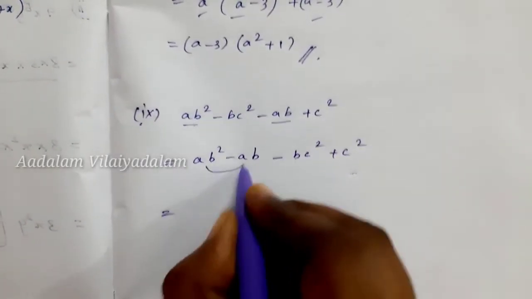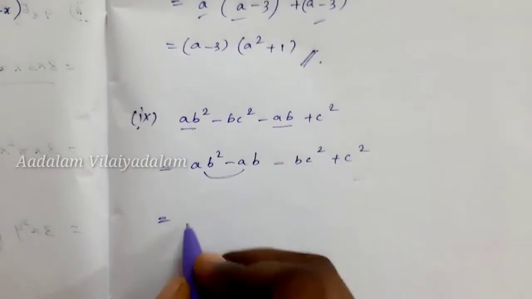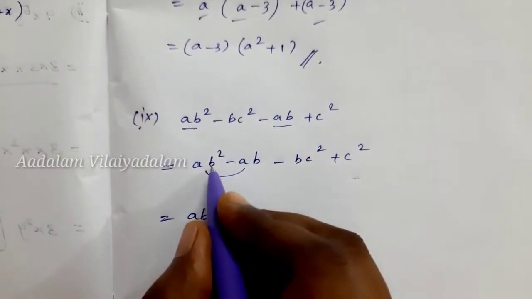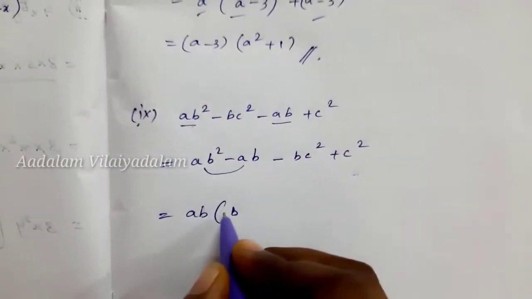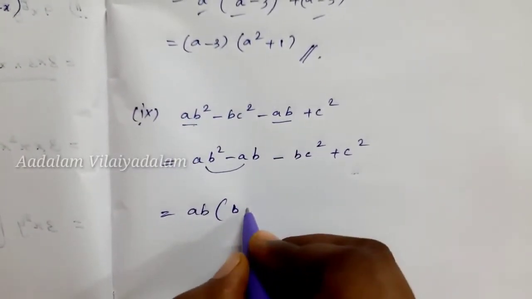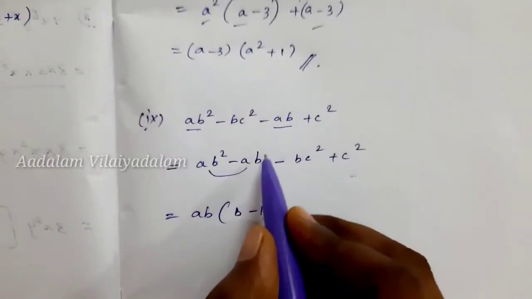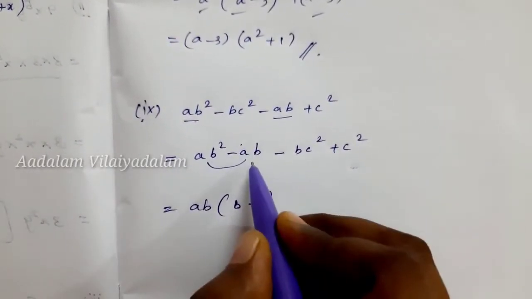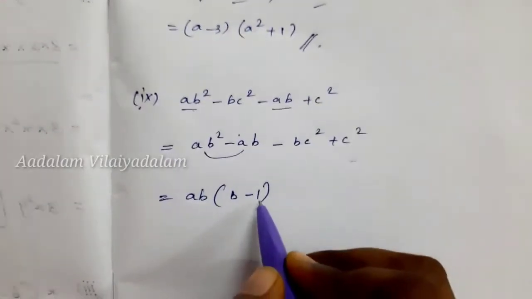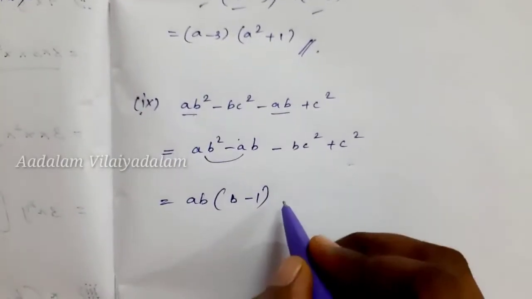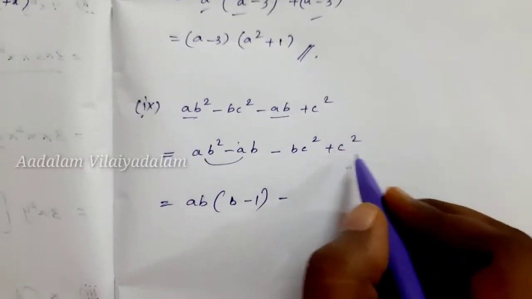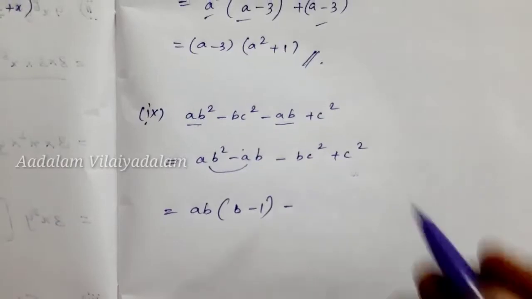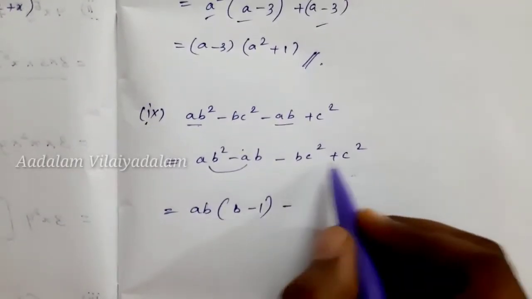Then comparing these two terms, we can take out the ab as a common. Then instead of b square, we can write b. Then the remaining will be minus 1 because we have completely taken out the ab. So if we take out the ab, there will be only the value 1. Then compare the next two terms. Here you see minus bc square and plus c square. So the c square is common for these two terms.